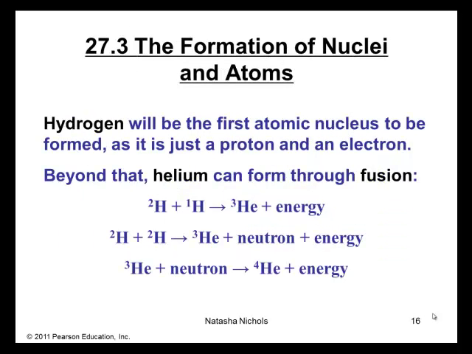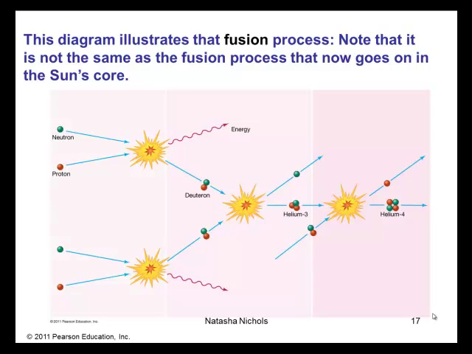Let's talk a little bit about the formation of nuclei and atoms in the early universe. As you can imagine, hydrogen will be the first atomic nucleus to be formed, as it is just made up of a proton and an electron. Beyond that, helium can form through fusion. So we have a 3-step fusion process right there, which I don't want you to confuse with the fusion process that takes place in stars. Now, note it is not the same, and I will show that in the next slide.